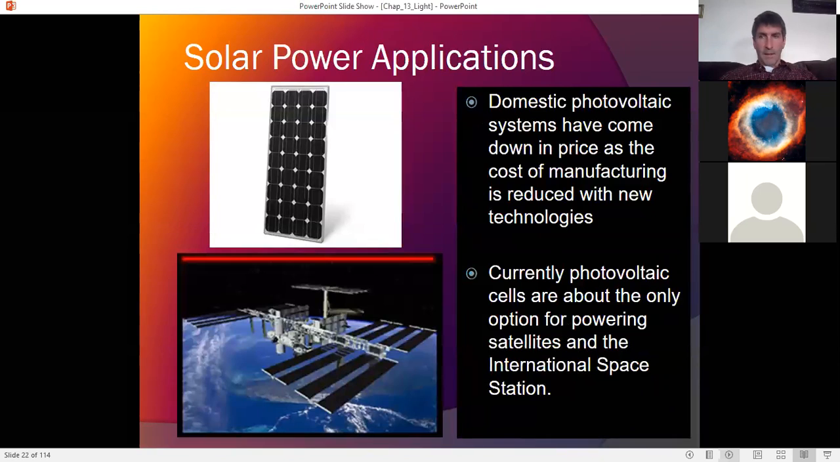And of course, if you're up in space, not much choice. You have two choices. You can either use nuclear power, which is not something you want falling back to Earth. You don't want a nuclear reactor landing on somebody. Or you can use solar power, okay?